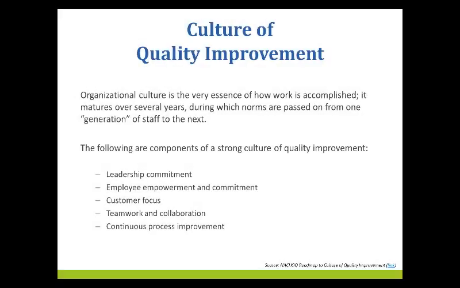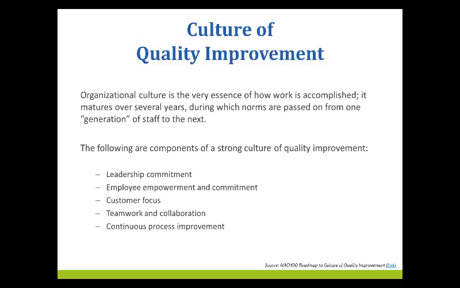According to the National Association of County and City Health Officials, the culture of an organization is the embodiment of the core values, guiding principles, behaviors, and attitudes that collectively contribute to its daily operations. Culture drives the policies, practices, and processes used to accomplish an organization's work. It matures over many years as norms are passed from one generation of staff to the next. Shifting an organization's culture requires commitment and deliberate management of the change process.